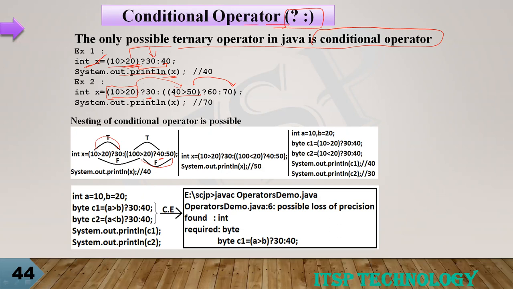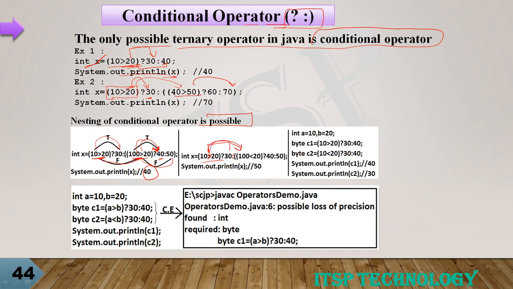Okay, here you can check the ternary operator. If this condition is true, then the output will become this. Here the nesting of conditional operators is possible. Here you can see this condition is false, then execute this. If this condition is true, then 40 will come, and the output will become 40. Perfect. Here you can see, is 10 greater than 20? No. The condition is false, then execute this.